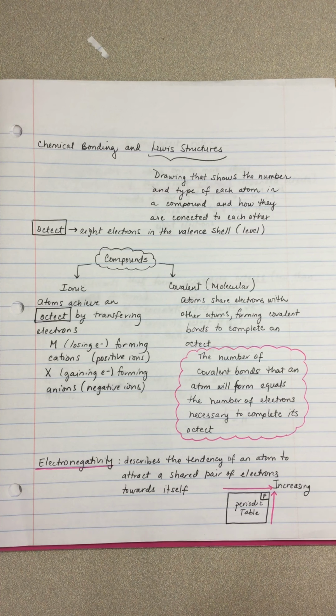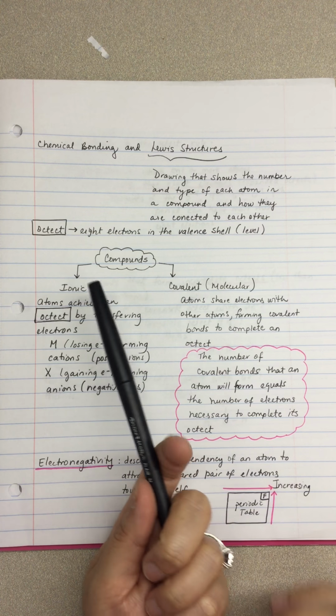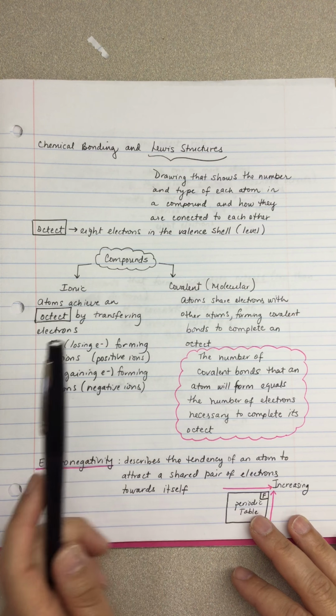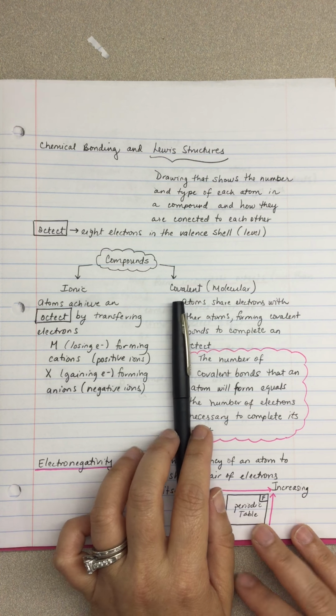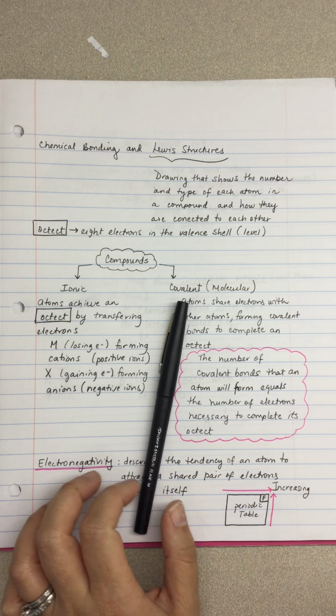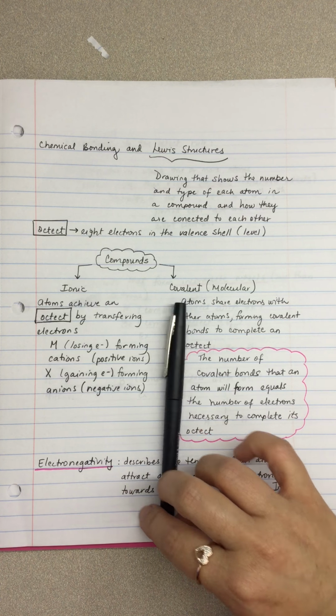A Lewis structure is just a model, a drawing that I'm going to show you how to get. They also call them electron dot structures because we actually use dots to represent electrons. Now, the two types of compounds that I was talking about are the ionic and the covalent compounds. Covalent compounds are also referred to as molecular compounds.